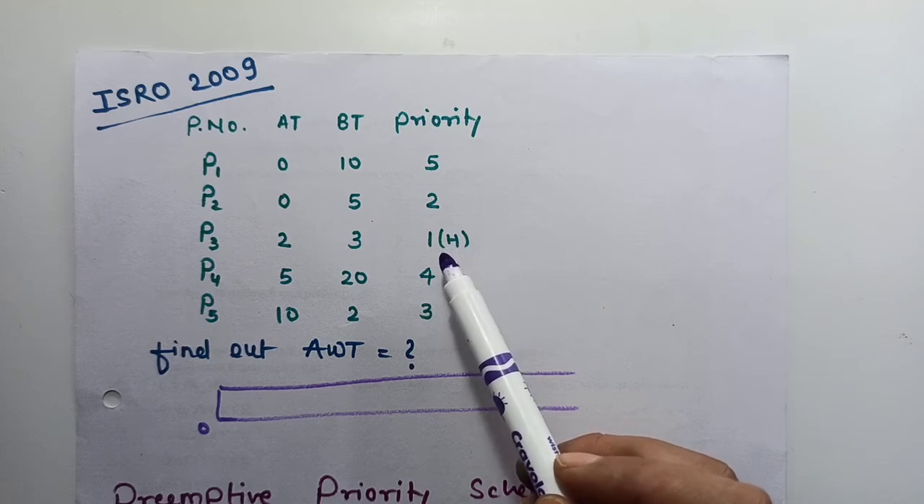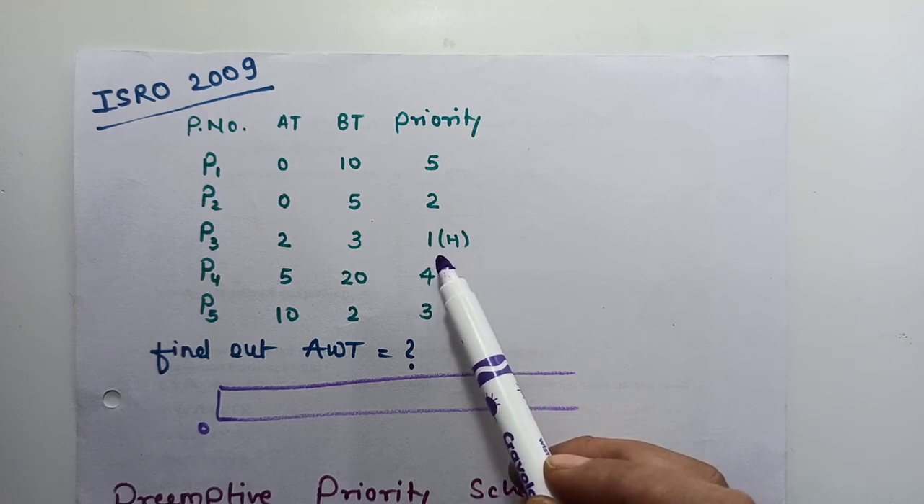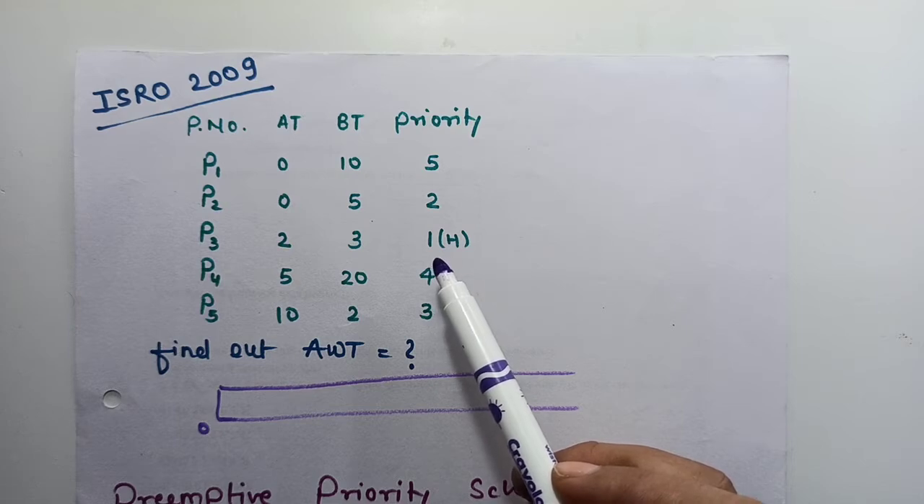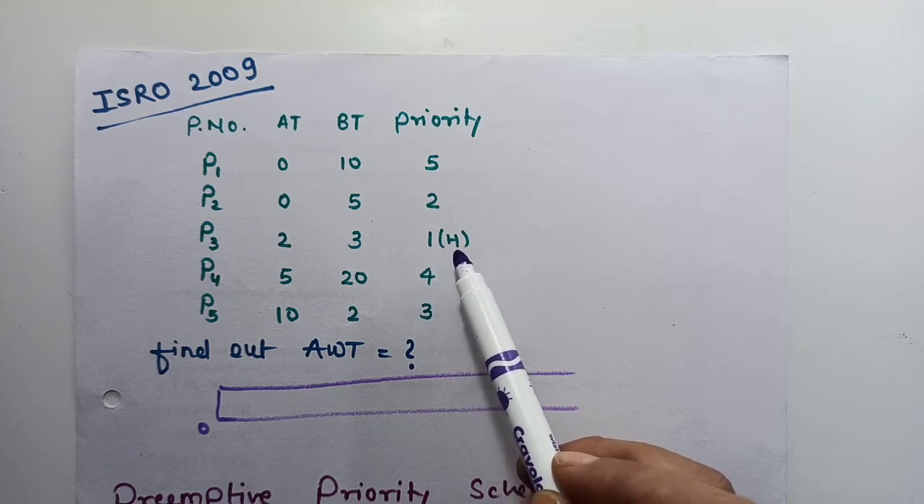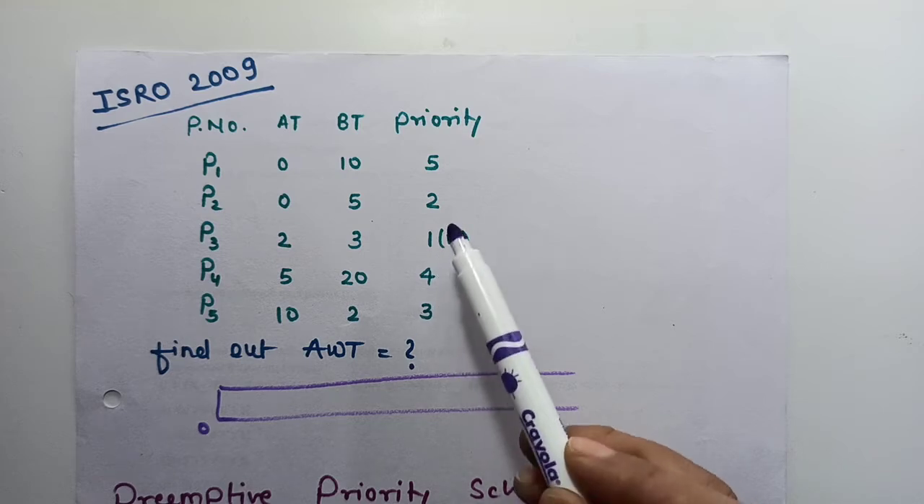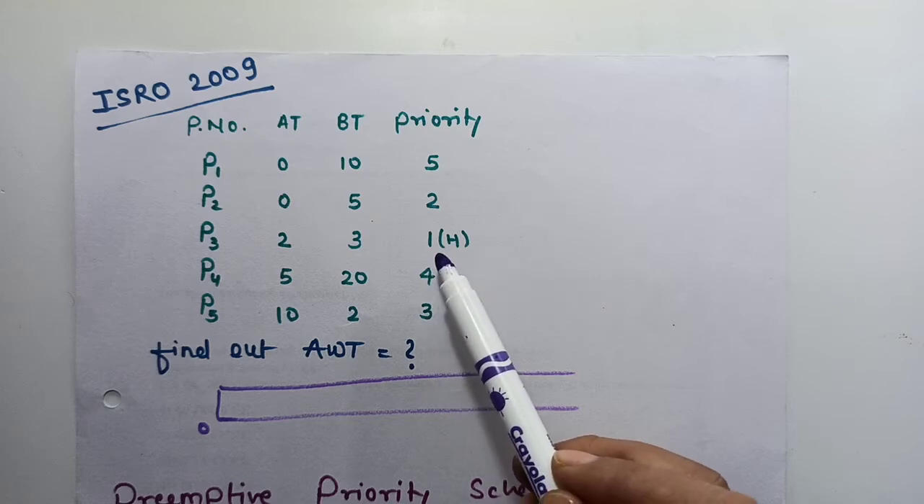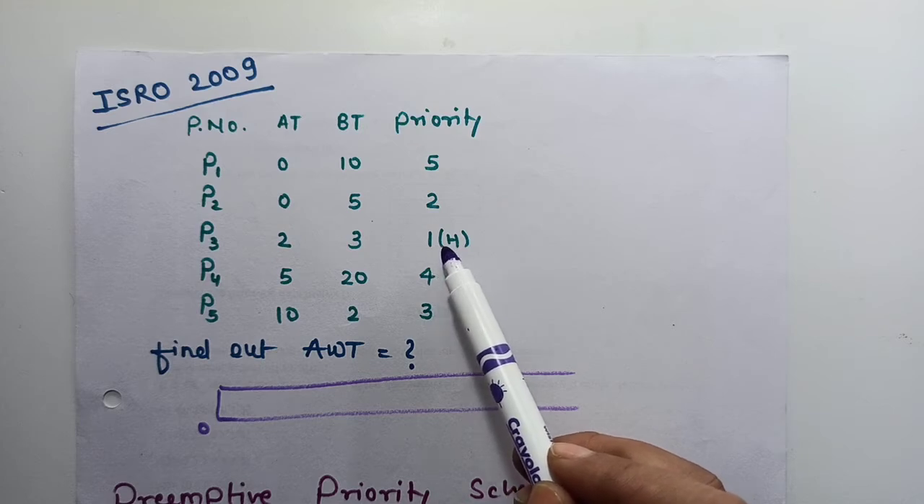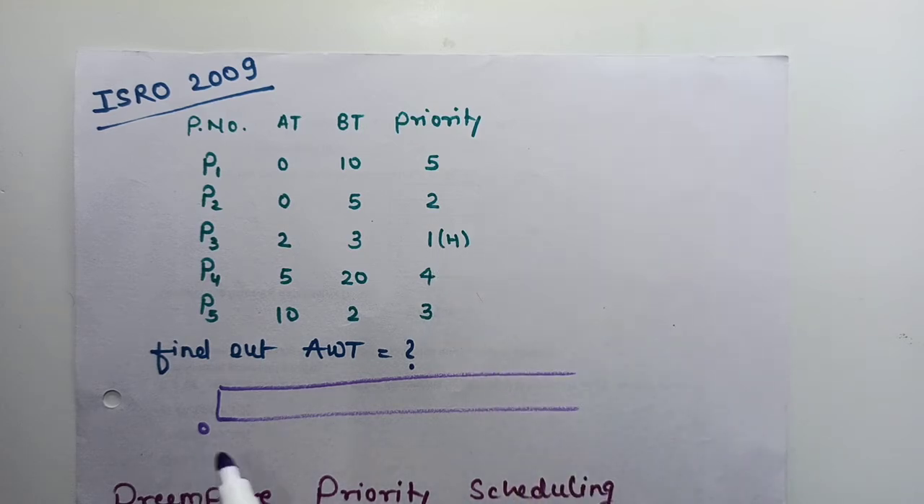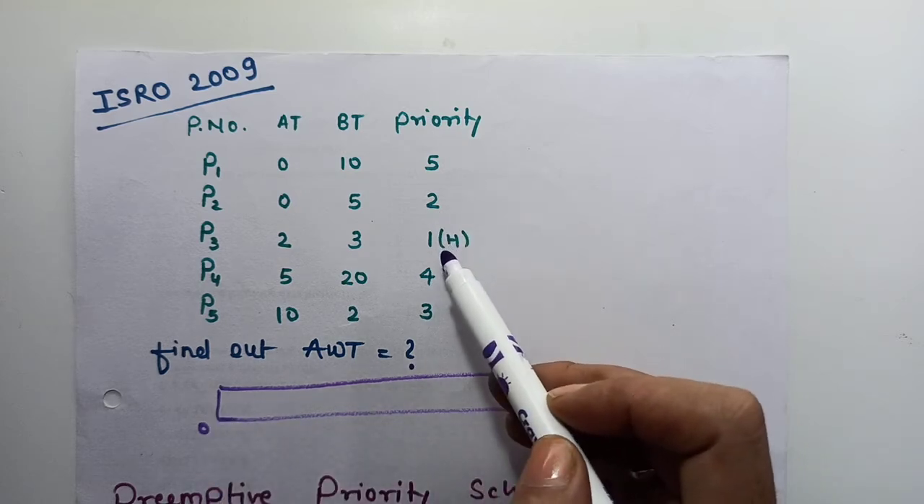So whenever you are scheduling any process in priority scheduling, you have to keep in mind two things: whether it is preemptive or non-preemptive, and what the priority column says. Whether the highest number is giving the highest priority or the lowest priority. So here the lowest number is giving the highest priority, right?